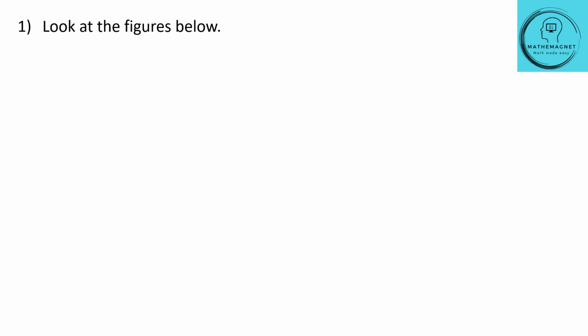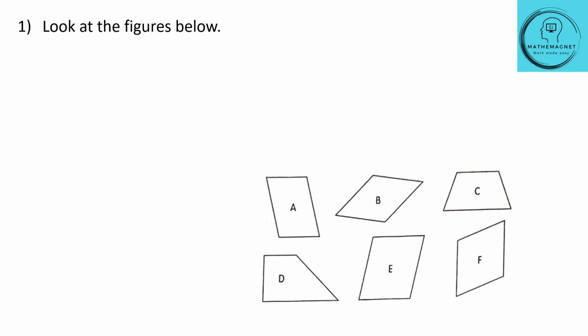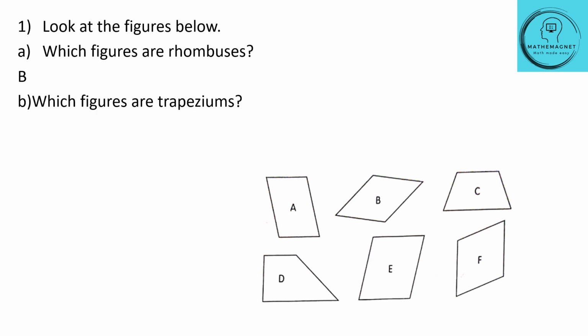Question number 1. Look at the figures given below. A, which figures are rhombuses? Now it is very clearly seen that only B appears to be looking like a rhombus. So we will name B as the answer.